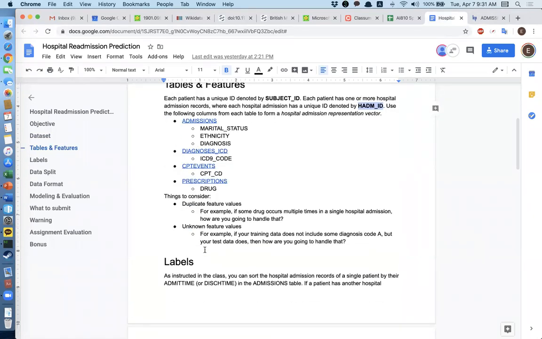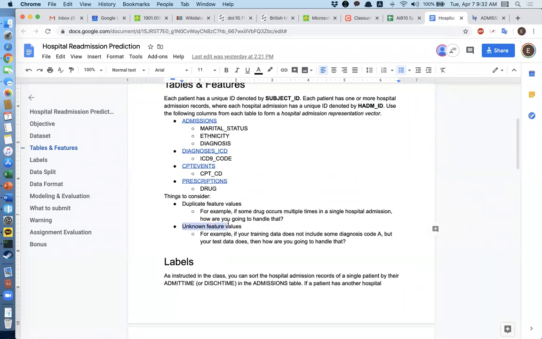And some things to consider: duplicate feature values. For example, if some drug occurs multiple times in a single hospital admission, how are you going to handle that? It's up to you. Either you count the number of occurrences, or you use a binary value, or some other way. It's up to you.